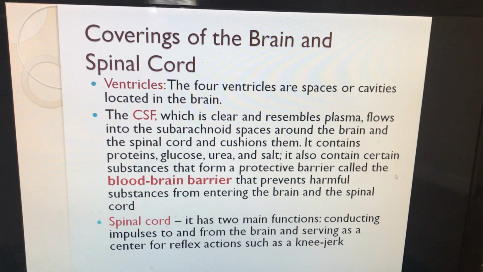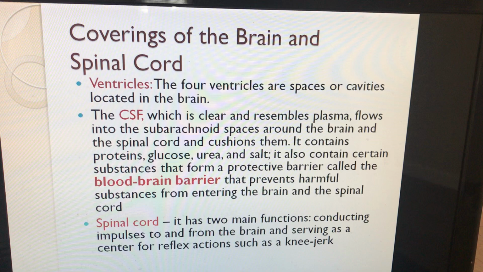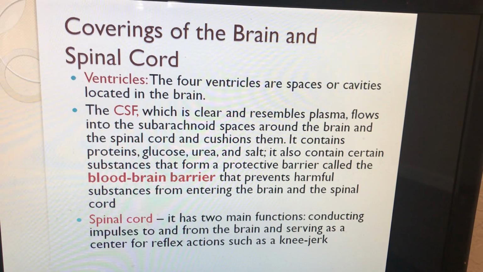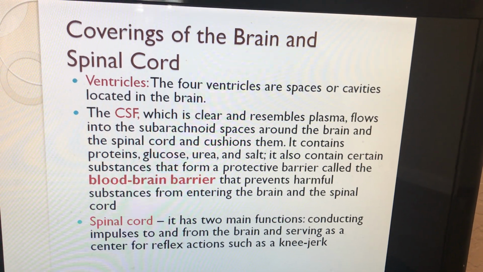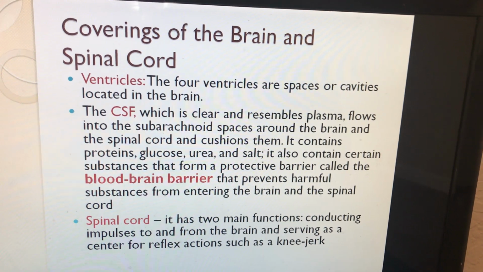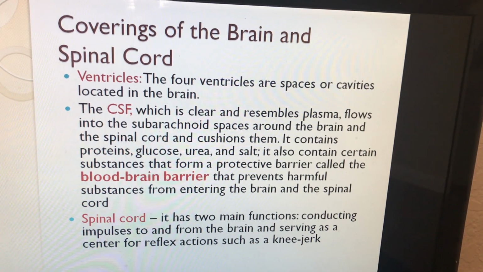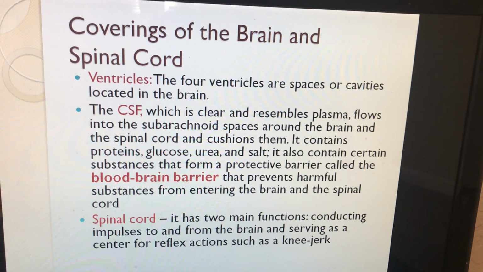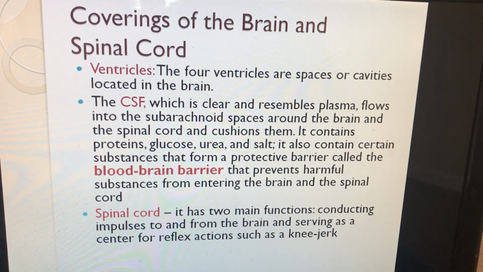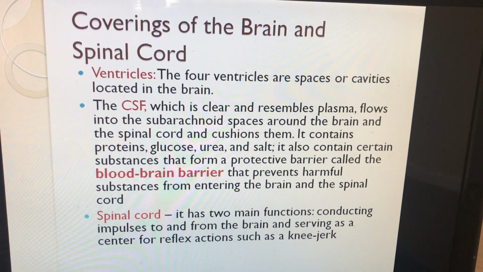In the brain, you have ventricles. The 4 ventricles are spaces or cavities located in the brain. You have cerebral spinal fluid, which is clear and resembles plasma. It flows into the subarachnoid spaces around the brain and the spinal cord and cushions them. It contains proteins, glucose, urea, and salt. It also contains certain substances that form a protective barrier called the blood-brain barrier that prevents harmful substances from entering the brain and the spinal cord. So your spinal cord has two main functions: conducting impulses to and from the brain and serving as a center for reflex actions such as knee jerking.